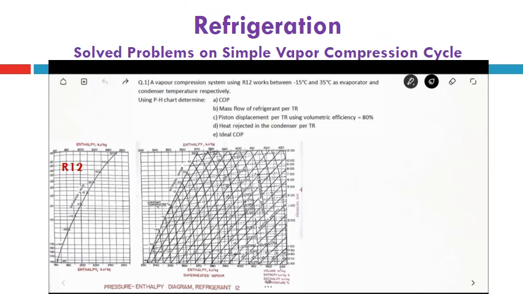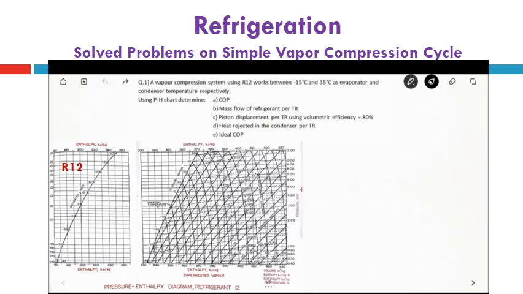Here we will start to solve a number of problems based on the vapor compression cycle. Problem number 1 is based on refrigerant R12, which works between minus 15 and 35 degrees Celsius as evaporator and condenser temperature respectively.